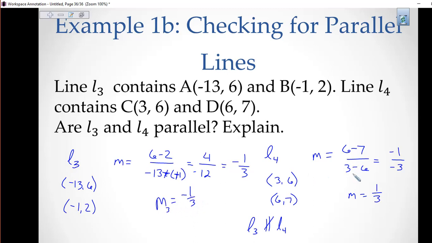So now let's look at the slope of line 4. So 6 minus 7 is -1, 3 minus 6 is -3. That gives us a +1/3. Negative divided by negative is a positive. So because our slopes are not the same, line 3 is not parallel to line 4.